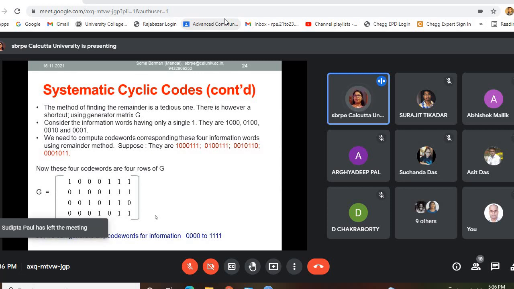you have to multiply x to the power n minus k into ux, then divide by gx. So every time there should be a division, find the remainder portion, and then the remainder will be added to x to the power n minus k into ux. So every time there is a division and the remainder portion is added with the first term.